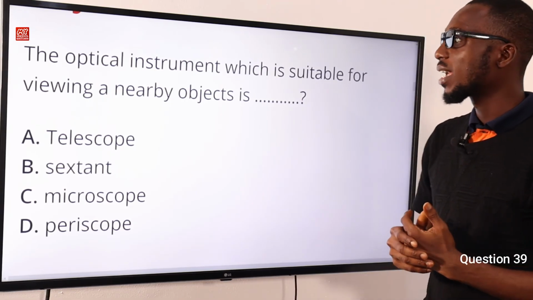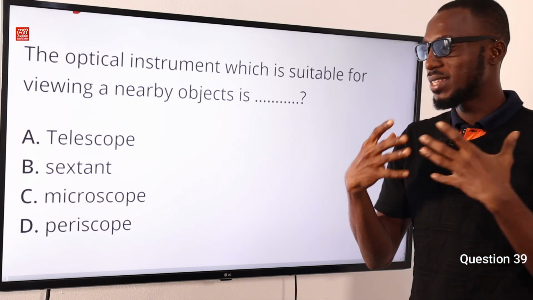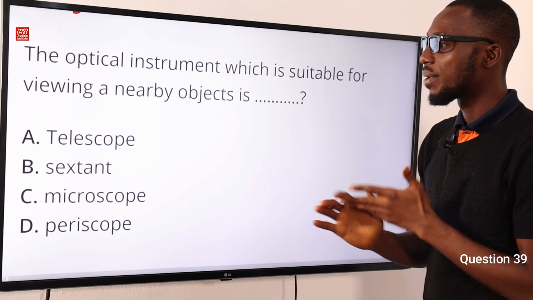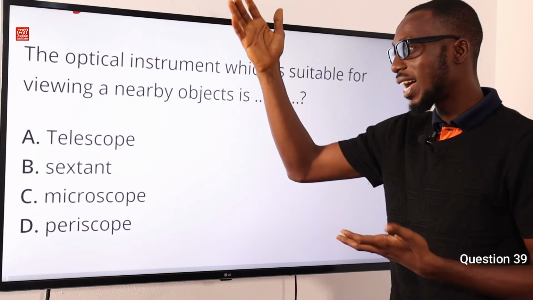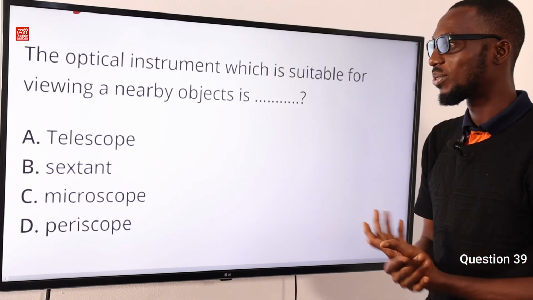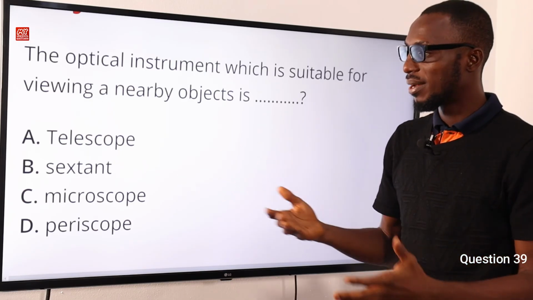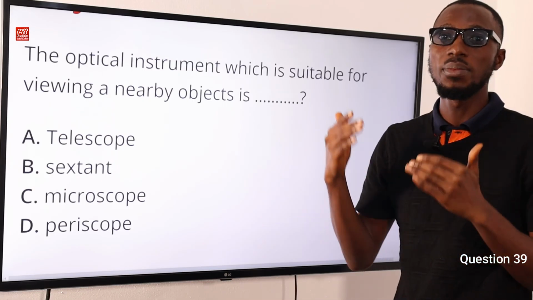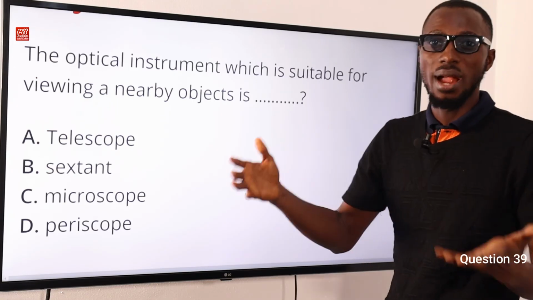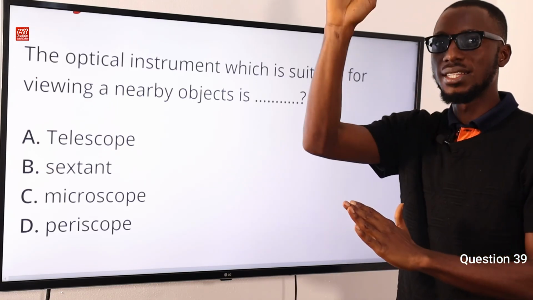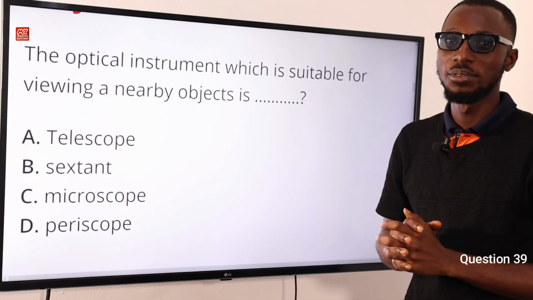39. The optical instrument which is suitable for viewing a nearby object is what? That is your microscope. It magnifies. The telescope is what you use when you want to view the stars and planetary bodies. The sextant you use to determine the angle between the horizon and celestial bodies. The periscope is used when you want to see something behind a barrier. For instance, if you're in an armored vehicle or a submarine, they use the periscope to see things through the arrangement of the mirrors. So the correct option here is option C for microscope.